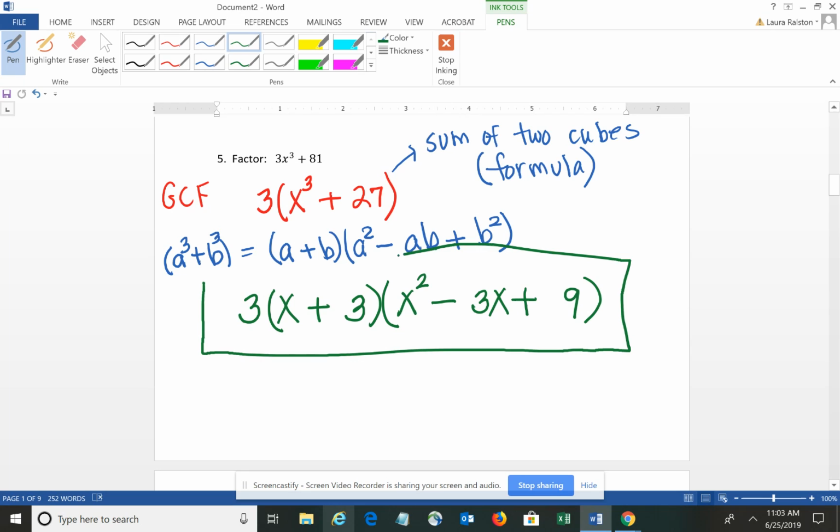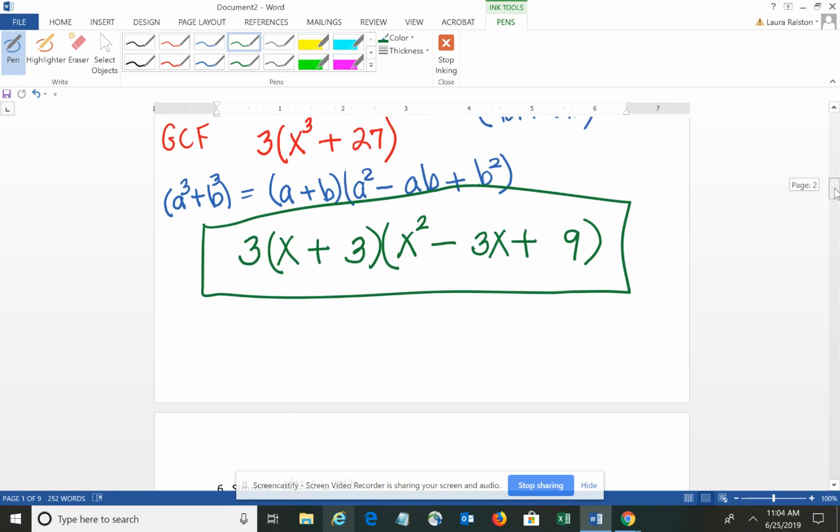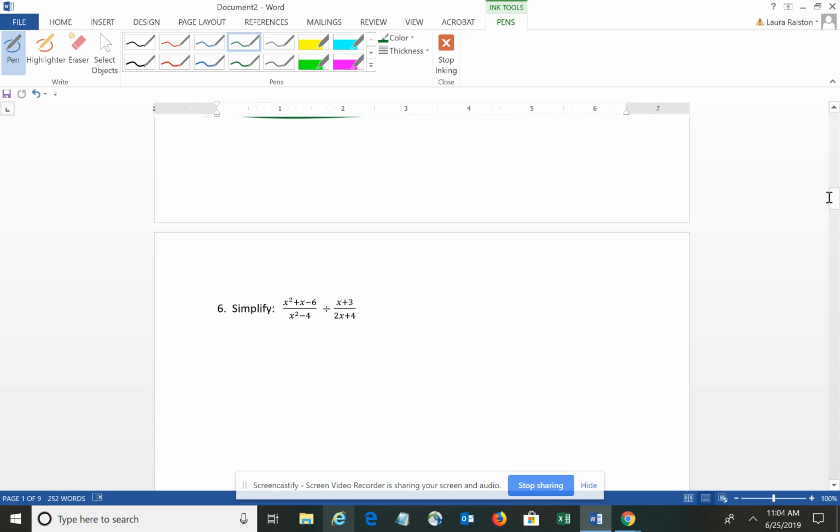And guys, if nothing else, it was multiple choice. If you multiplied your answers out, you should have come up with 3x cubed plus 81. So if you were unsure, you could have taken the time to multiply the answers out and make sure you had the right answer. Again, some of you didn't take as much time as I would have anticipated.